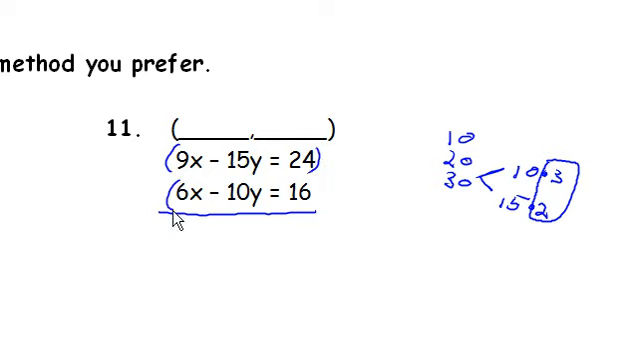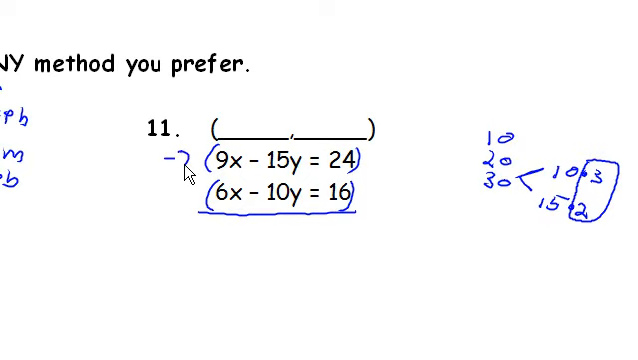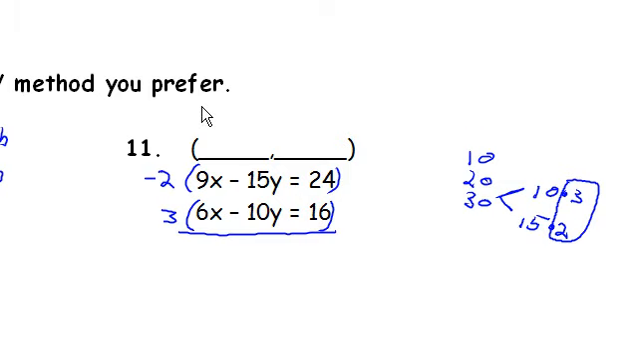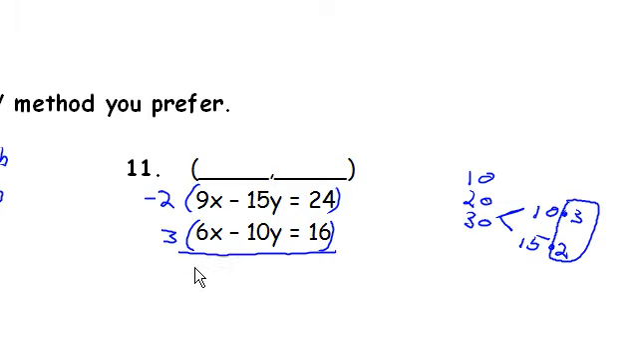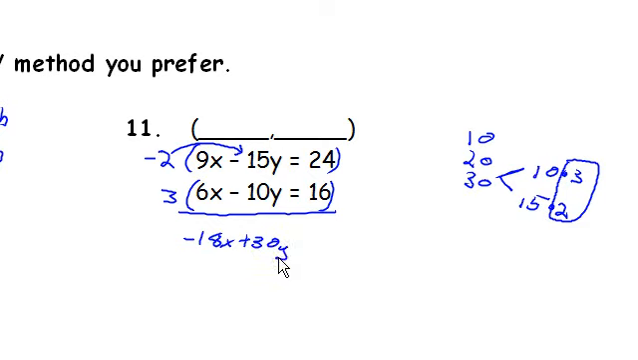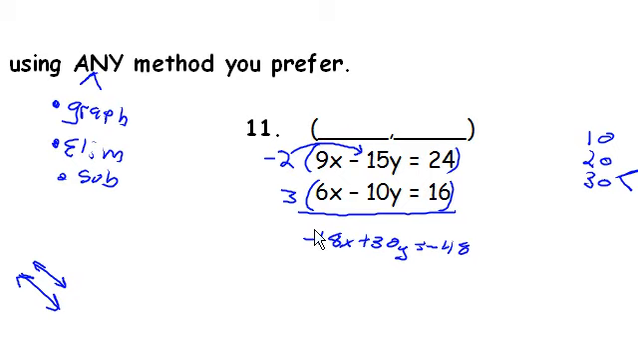So what we need to do is we'll multiply this equation by negative 2, and then I'll multiply this equation by 3. And watch what happens. Negative 2 times 9x is negative 18x. Negative 2 times negative 15y is positive 30y. And negative 2 times 24 is negative 48.